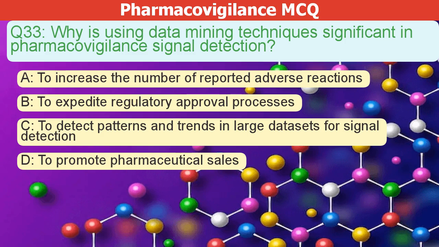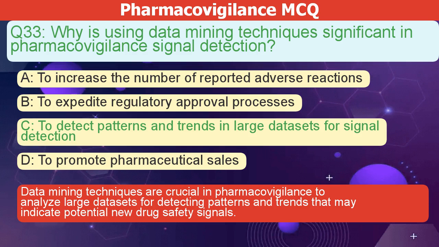Why is using data mining techniques significant in pharmacovigilance signal detection? A. To increase the number of reported adverse reactions. B. To expedite regulatory approval processes. C. To detect patterns and trends in large datasets for signal detection. D. To promote pharmaceutical sales. The correct answer is C. Data mining techniques are crucial in pharmacovigilance to analyze large datasets for detecting patterns and trends that may indicate potential new drug safety signals.